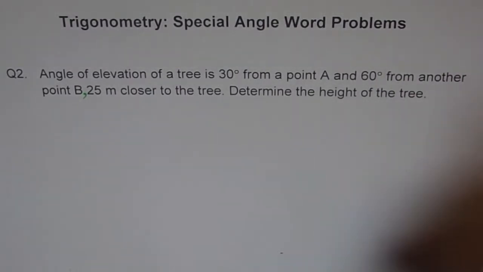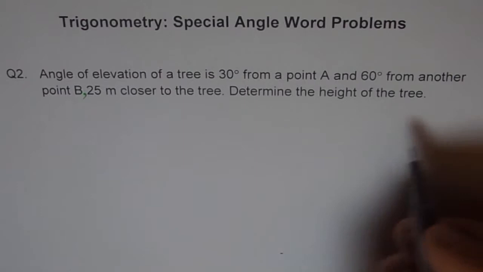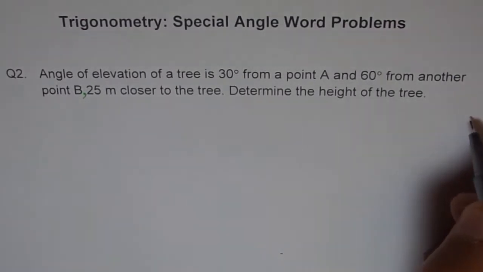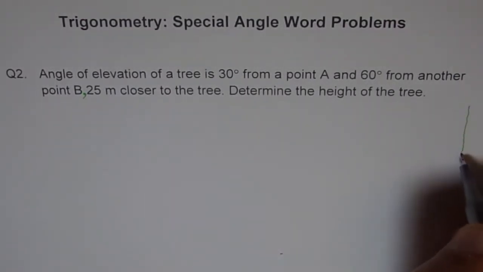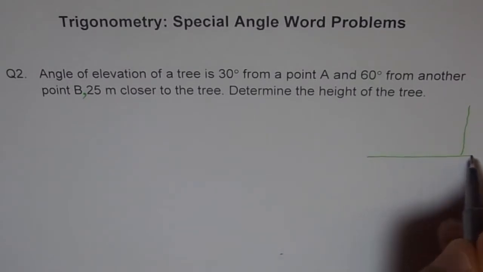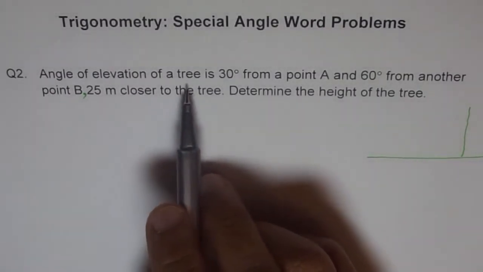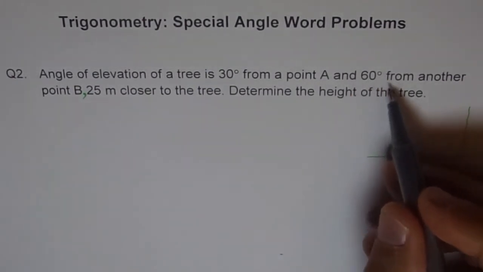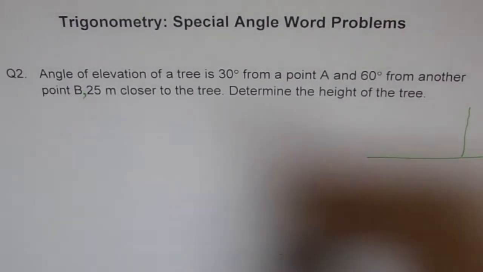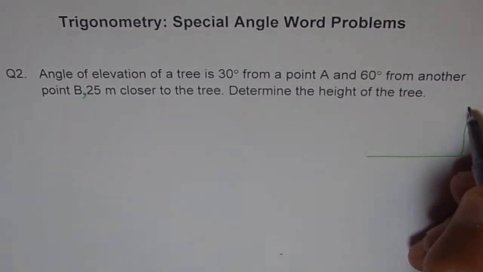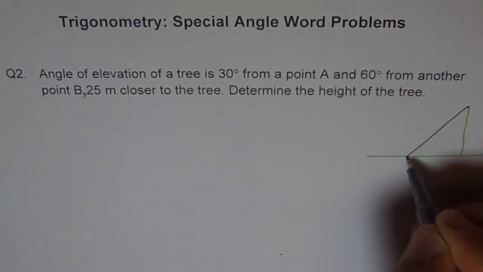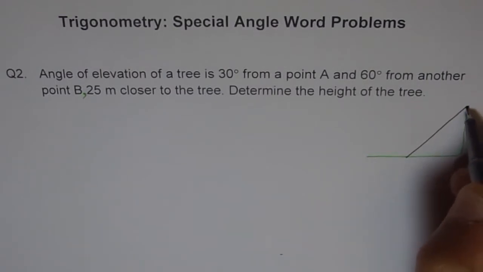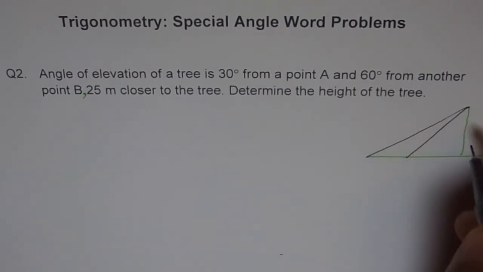Okay, so basically it's saying that, let's say this is our tree, correct? It says angle of elevation of the tree is 30 degrees from a point A and 60 degrees from another point B, which is 25 meters closer. So let's say this is our tree, so angle of elevation is, let's say, 60 degrees from this point and 30 degrees from this point.